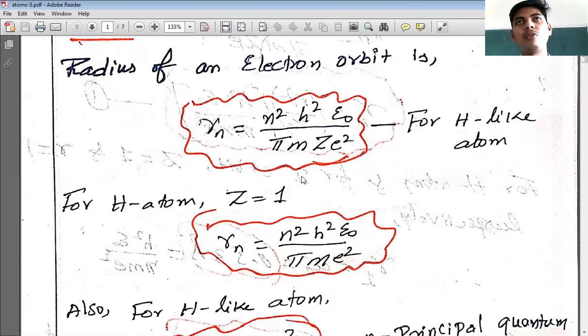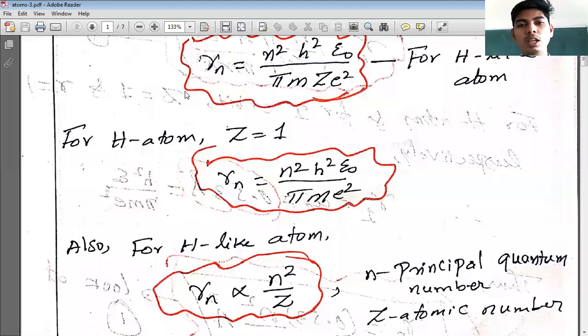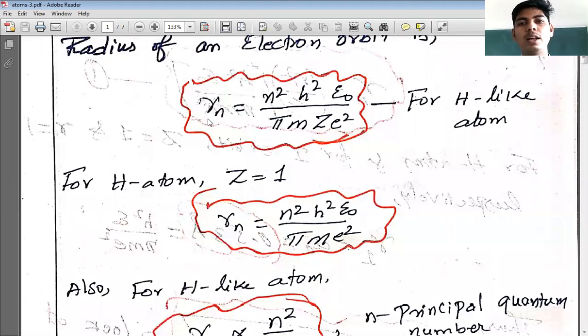If you are asked to find the radius of the electron orbit in a hydrogen atom specifically, substitute Z equal to 1, then Rn will be equal to n square h square epsilon naught divided by pi m e square. So from this relationship, Rn is equal to n square h square epsilon naught divided by pi m e square Z.